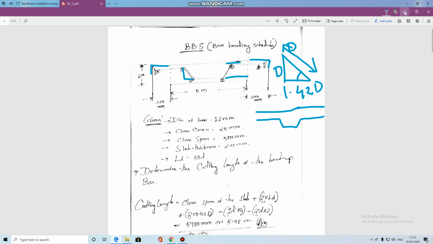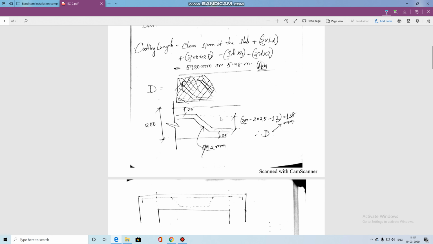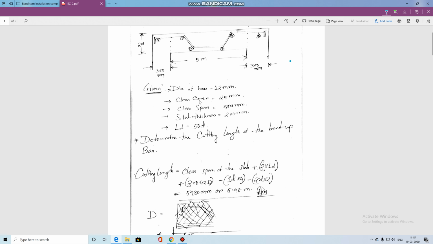Okay, just 1 second, I am removing all these things. Now come to the next part. Now you can understand why it is 0.42 D, because here I get some extra length, here also I will get some extra length. So 2 into 0.42 D, and there is a part that is 1 D. What is 1 D? Small d means the diameter of the bar, right? So here the diameter of the bar is 12 mm. So 1 D, that means 12 mm into 4.